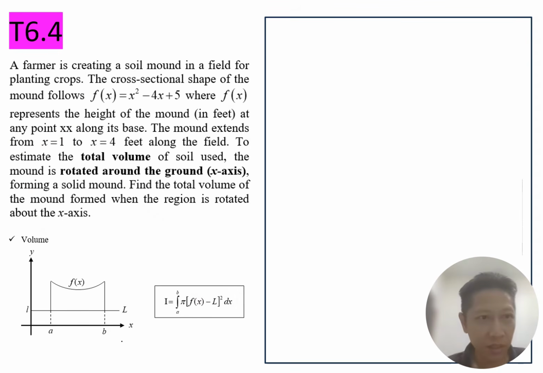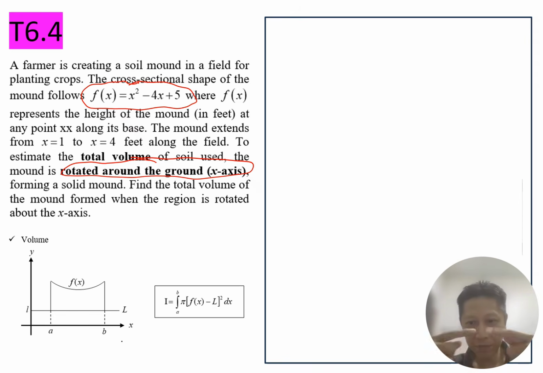T6.4, this is a situation where we want to find the volume. The volume from where to where? From this function to the x-axis. This means we're going to sketch the function f(x), and then identify the area first, bounded by the function over the ground, and then imagine it rotating around the x-axis. The formula for finding the volume is quite similar to the area, only that we need to have the pi and also square the function.